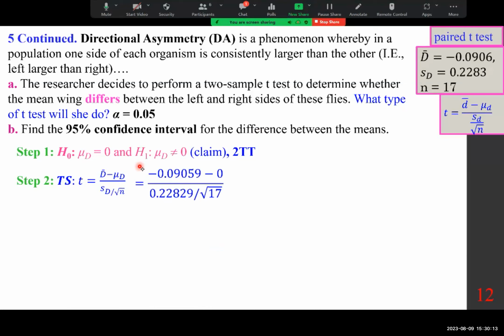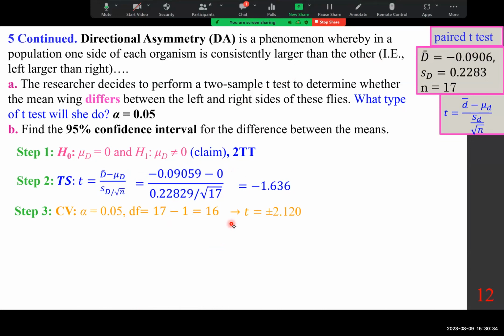So this is D bar with more decimals I put here. You do the math, and we end up with a test statistic of negative 1.636. Now the next one is alpha is 0.05. Degrees of freedom is n minus 1. That means 17 minus 1, or 16. And the table gives us plus minus 2.120, or again, technology, whatever you want to use.